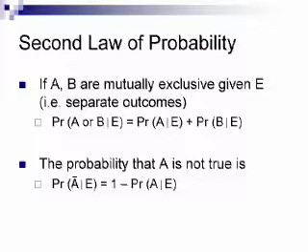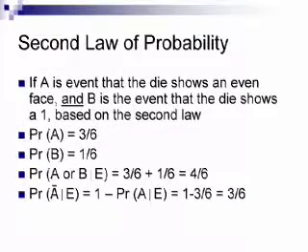Therefore, the probability that event A is not true is written as the probability of not A given the evidence, or 1 minus the probability of A given the evidence. Again, we use the die to illustrate this concept.